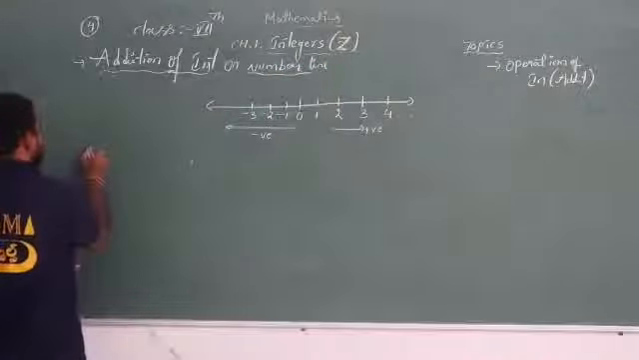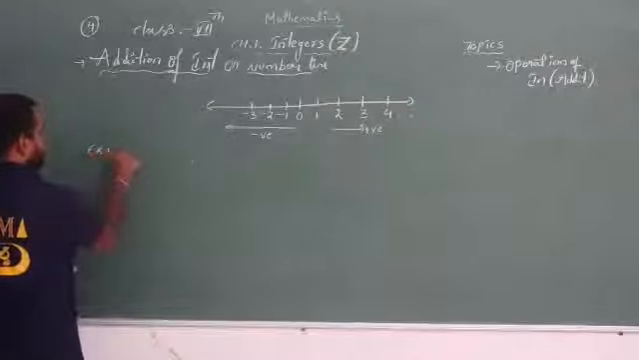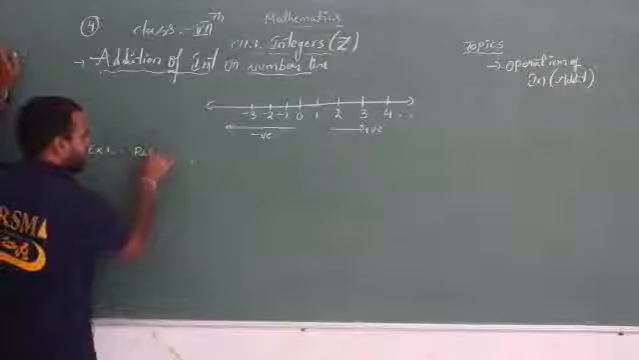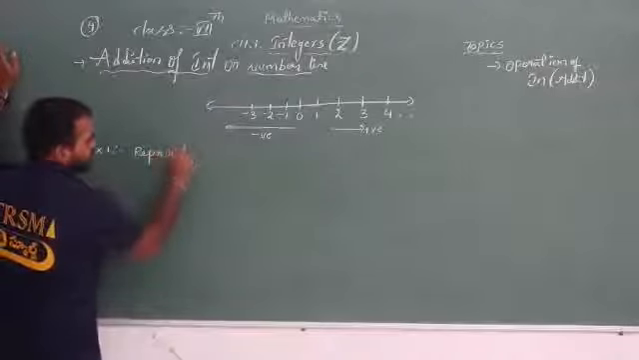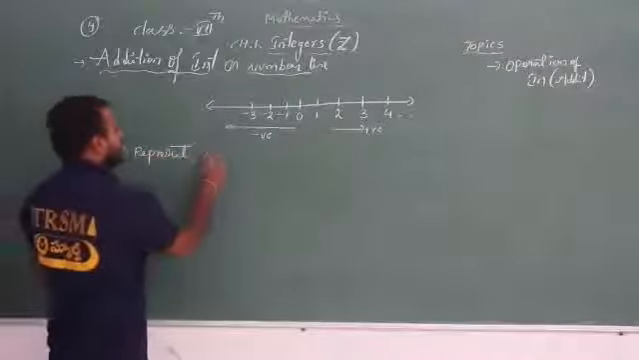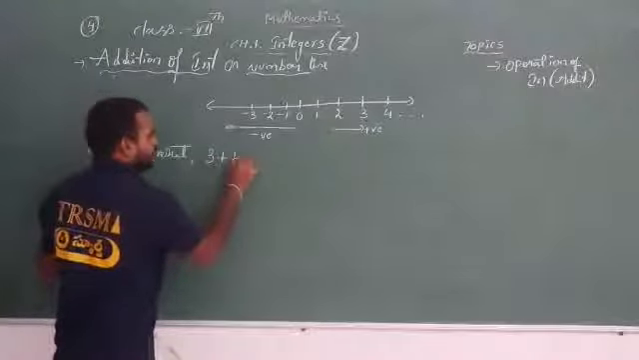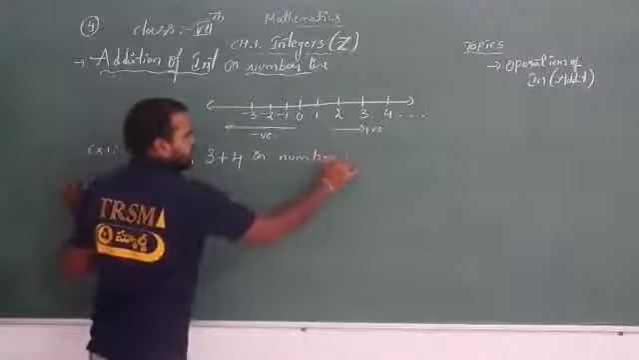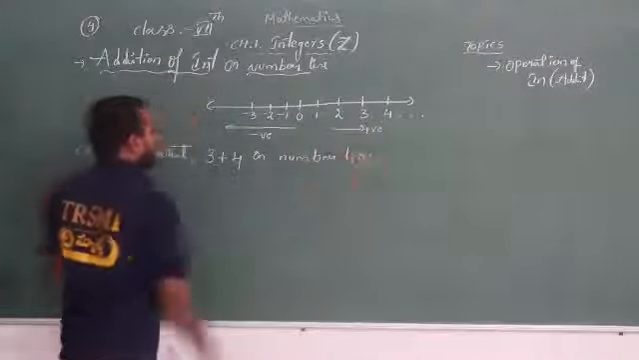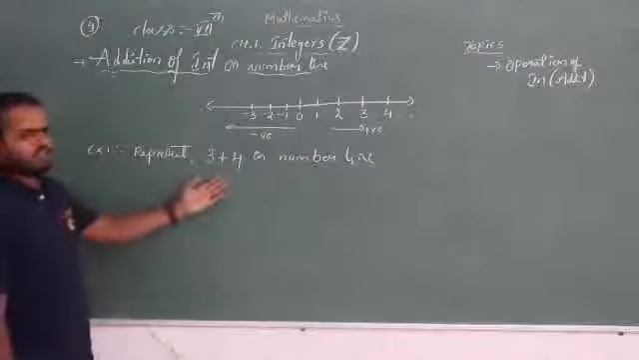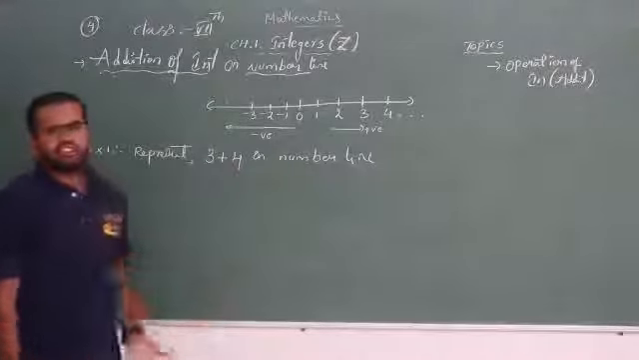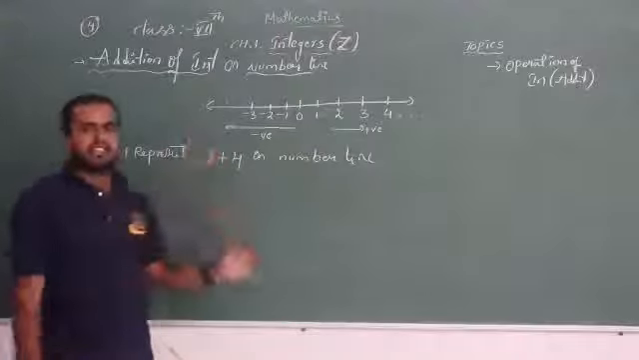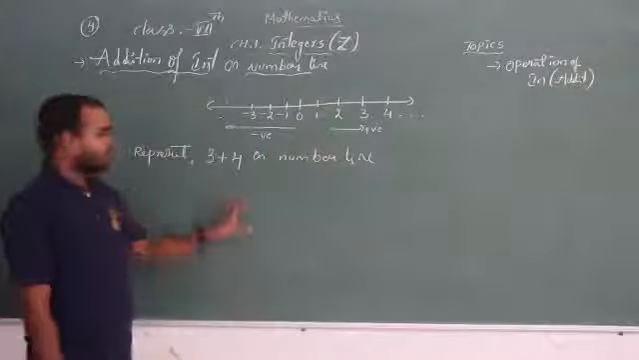So first, let's take example 1. Represent or locate 3 plus 4 on the number line. Seeing the question only, you can say the answer directly: 3 plus 4 is nothing but 7. We know the answer, but we have to represent that addition on the number line. So how to represent it?